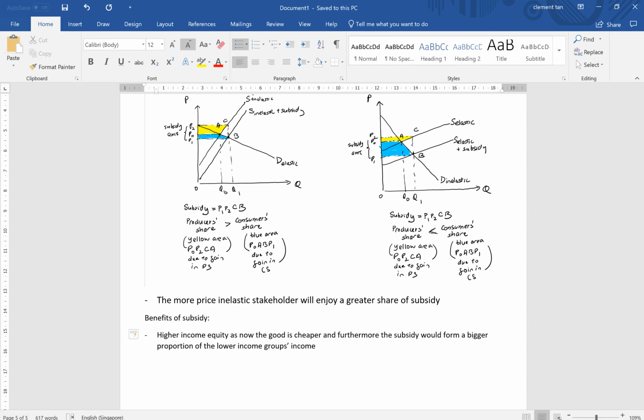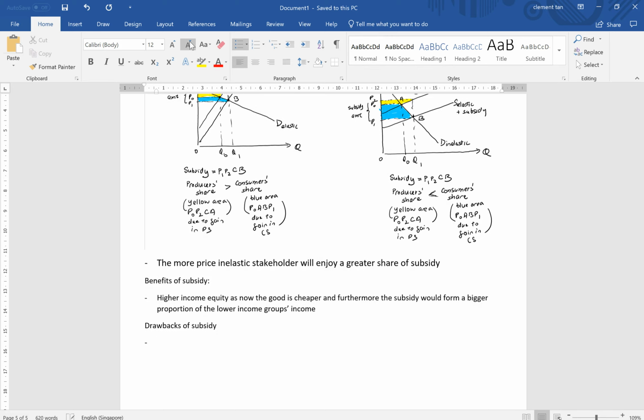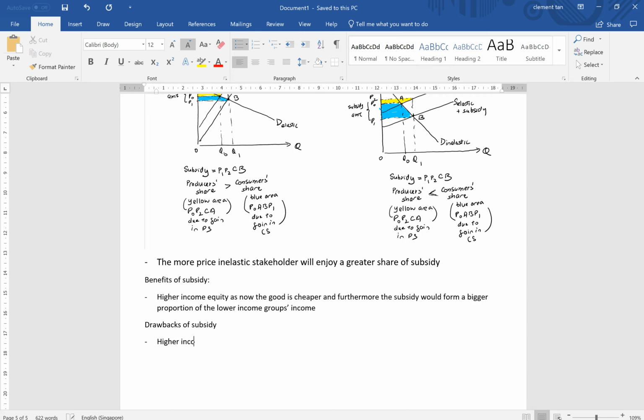Number two, next time. Okay, can? But what is the drawback? Same thing. Number one, it leads to higher income inequity between producer and consumer due to differing price elasticity. It's almost the same thing.